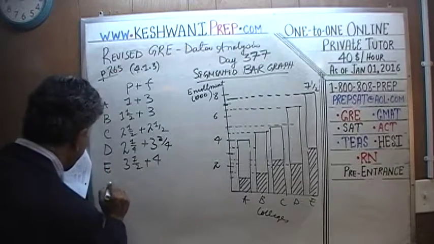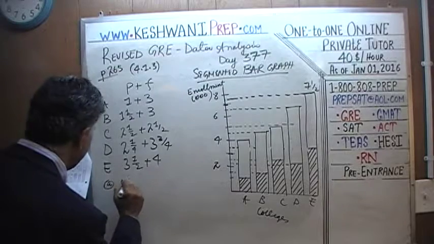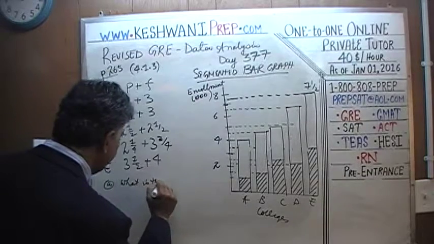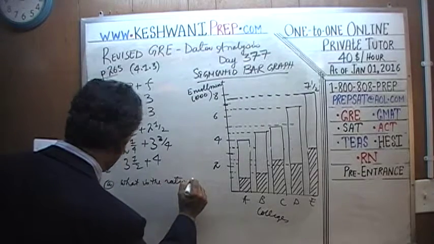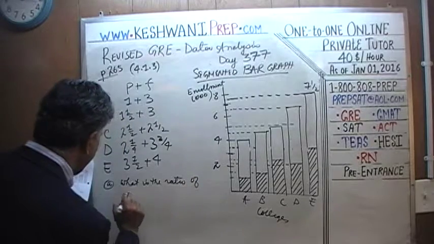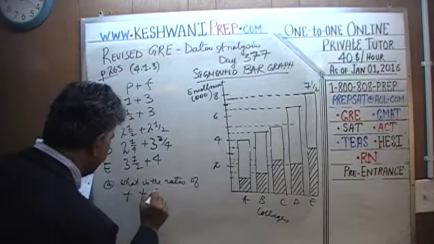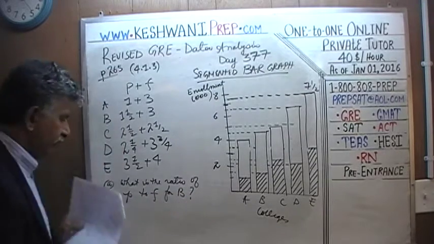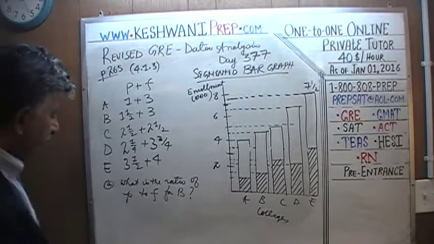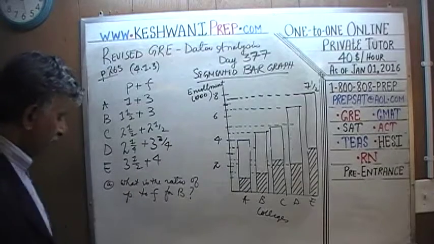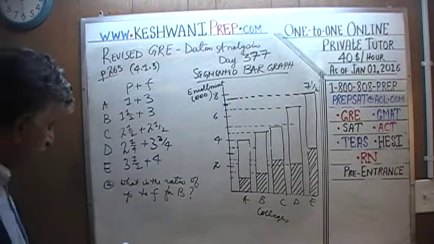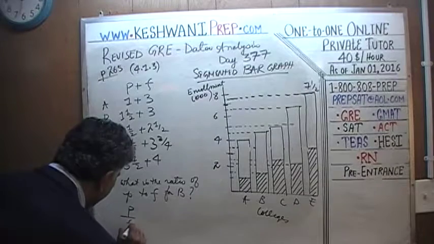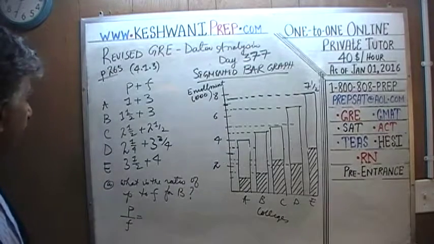The question is, what is the ratio of part-timers to full-timers for College B? What's the ratio of the number of part-time students to the number of full-time students for College B? If you understand it, it's very simple. Part-time to full-time is what we're looking for, not the other way around. How many part-times do we have?